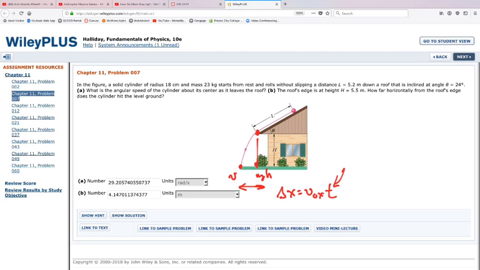But that means I have to find my time. And how am I going to find my time? But I need to get v naught x and v naught y, because this thing's going to leave the roof going at some angle.